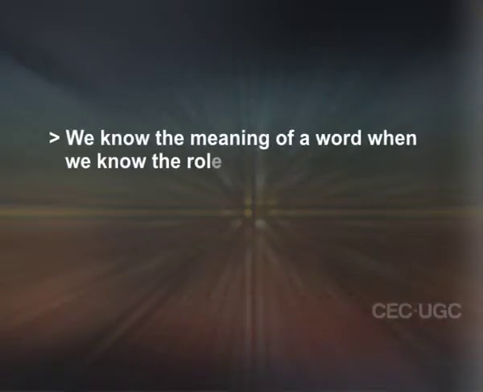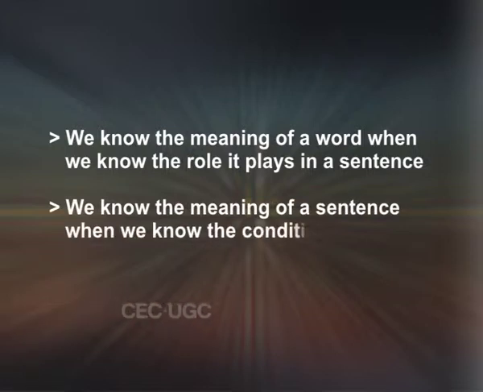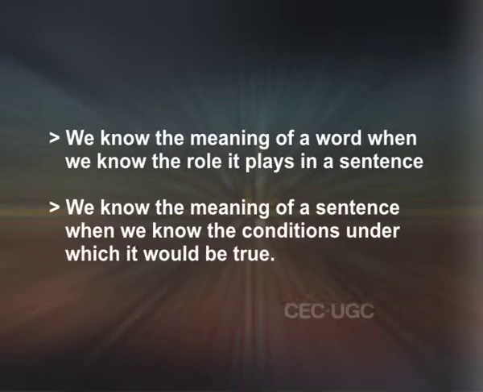Truth conditional theories try to explain the nature of meaning. They attempted to explain meaning, conditions of meaning, and the relationship between expressions and external objects. We have already looked in some detail at Frege's ideas on language. According to his theoretical position, the meaning of a sentence is determined by two things. They are: we know the meaning of a word when we know the role it plays in a sentence. We know the meaning of a sentence when we know the conditions under which it would be true.